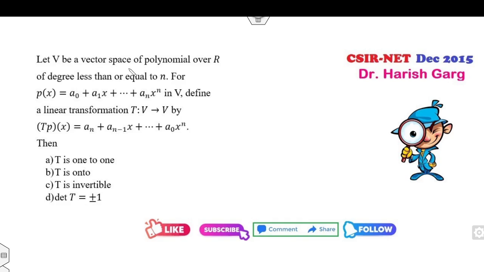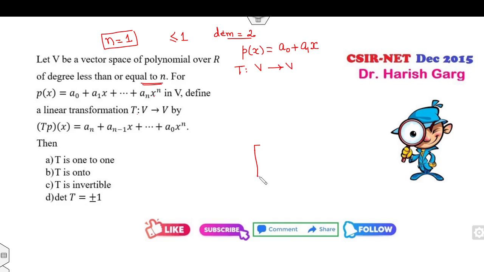Look at this another one. V is the vector space of the polynomial of degree less than or equal to n. Choose n as 1. It's quite easy. So V is the polynomial of degree less than or equal to 1. So what is the dimension? Dimension is 2. Fine. Then your P(x) will be A0 plus A1 x. T is a transformation from V to V. Fine. So can you find the matrix size? V has a dimension 2. So it will be 2 cross 2. Fine. This is my matrix T.